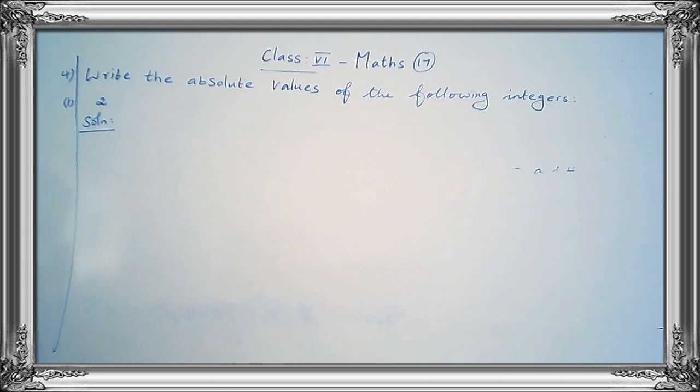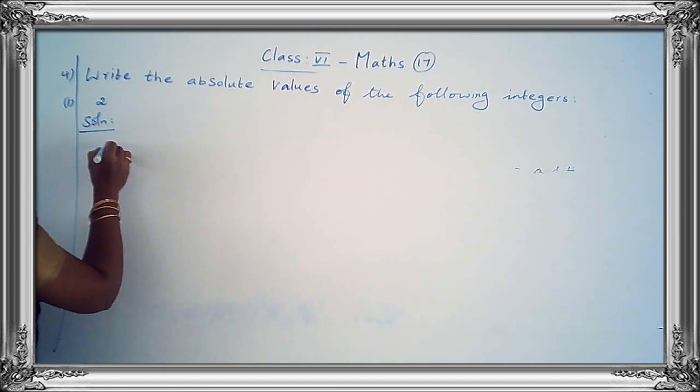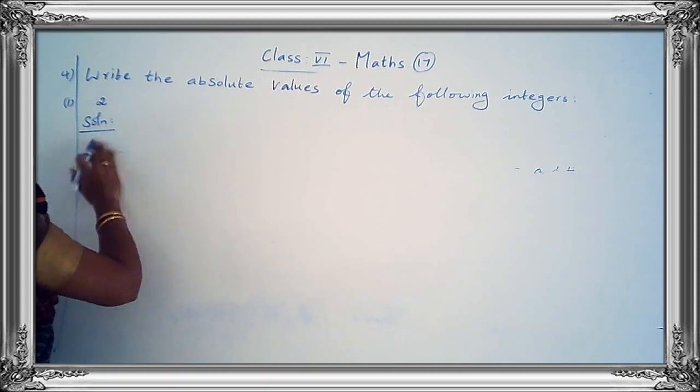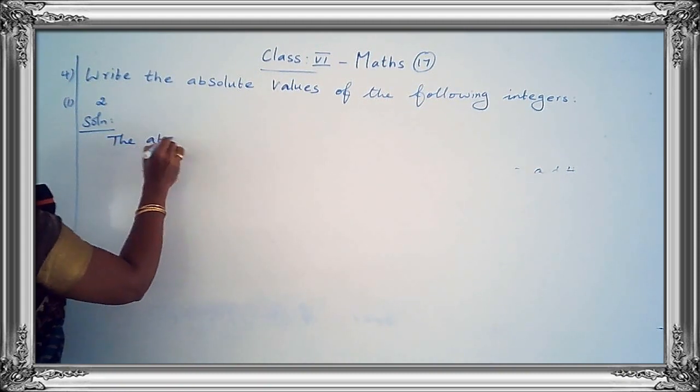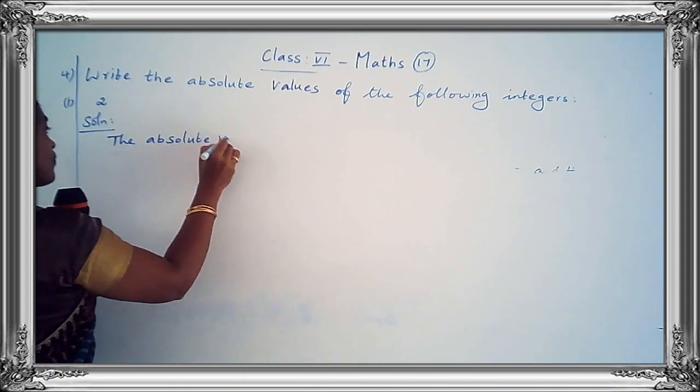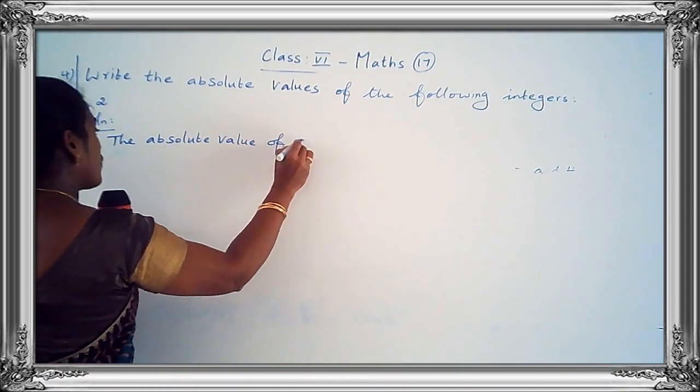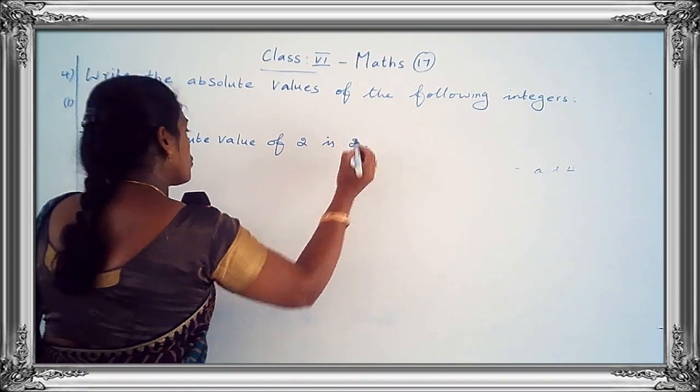Now you say absolute value. All of you listen, don't write, okay? Write the absolute value of the following integers. First question, 2. Absolute value means its numerical value irrespective of its sign. So the absolute value of 2 is 2 only, okay children? That's a very easy question. So the absolute value of 2 is 2.